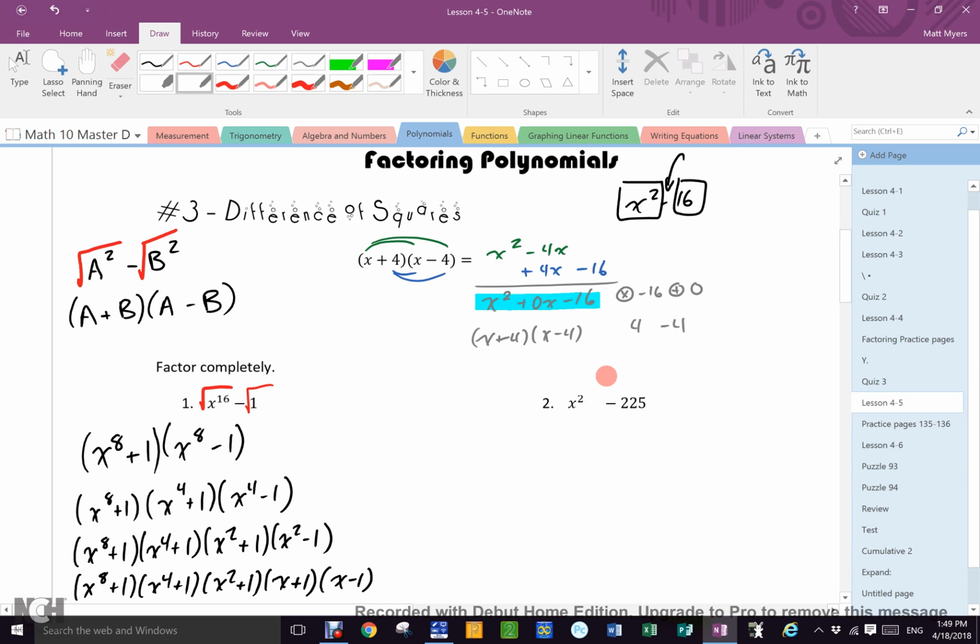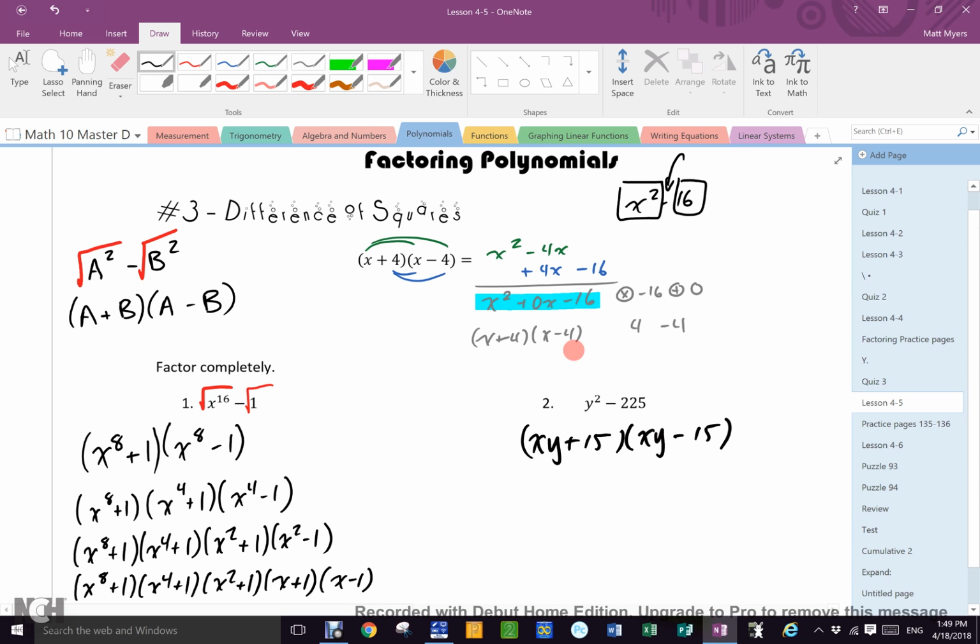Check for square roots. Are those both squares? Yep. Is it subtraction? Yep. So you know what to do, correct? What would it be? What would this be? Without that y there, what would I write? X plus 15. And then? X minus 15. Right? Okay. But there is a y there. If there was no x there, what would I write? Y plus 15 and y minus 15. Done.